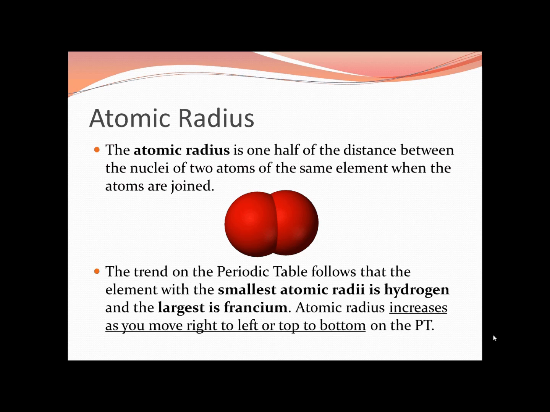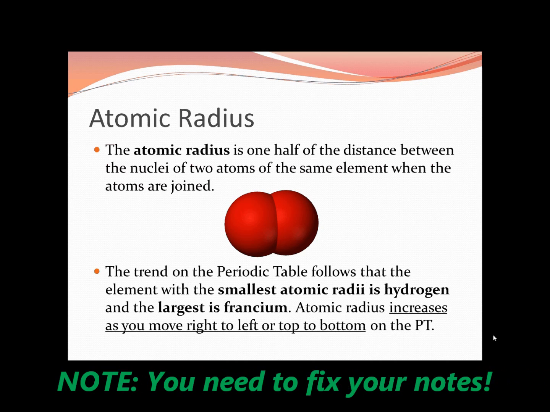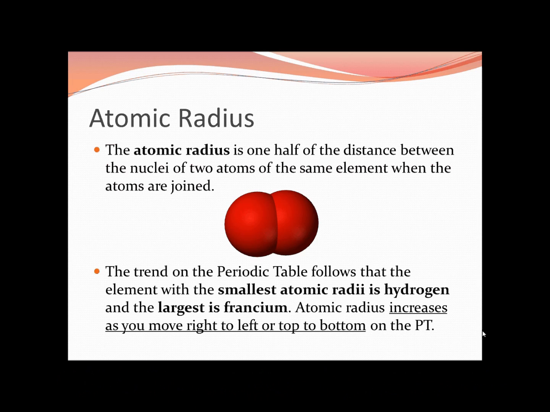The trend in the periodic table follows that the element with the smallest atomic radii is hydrogen and the largest is francium. So it increases as you move right to left or top to bottom. Please note here, you need to change in your notes. I had a typo. It says left to right. You need to change it to be right to left.